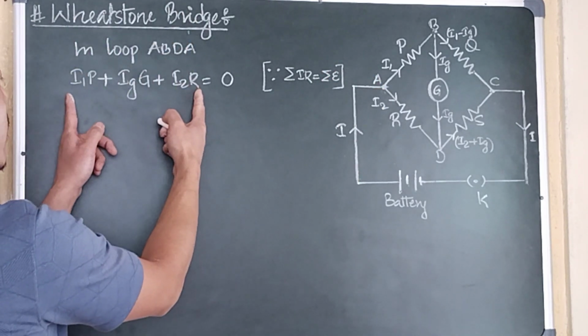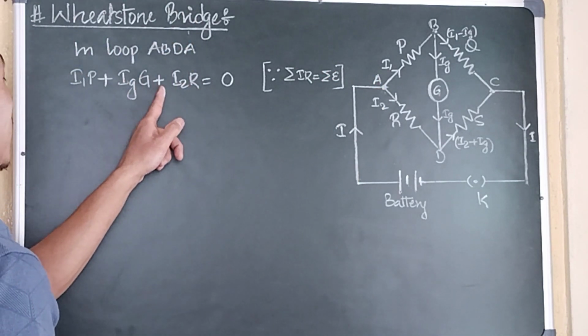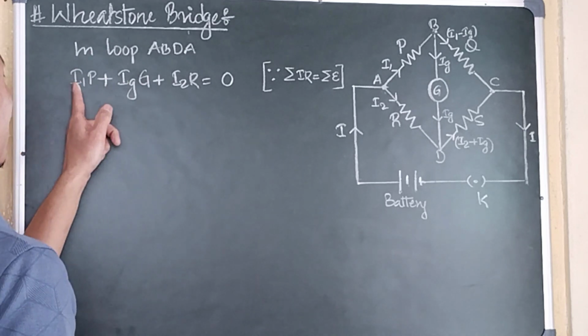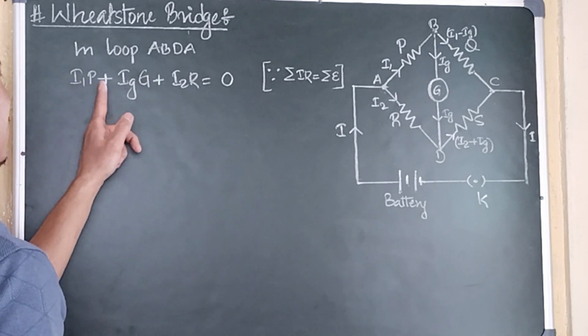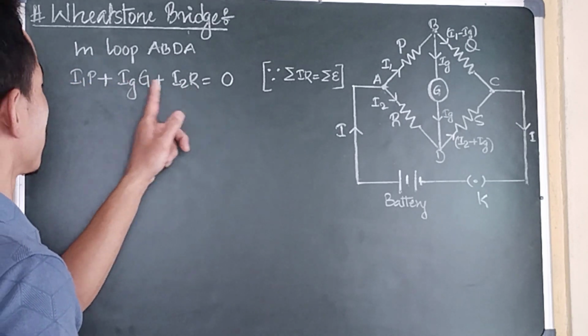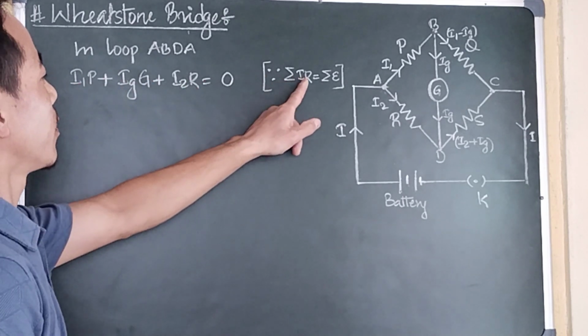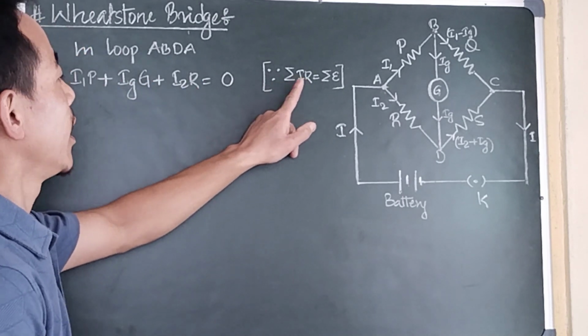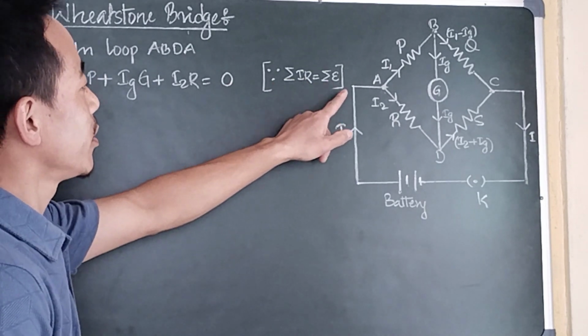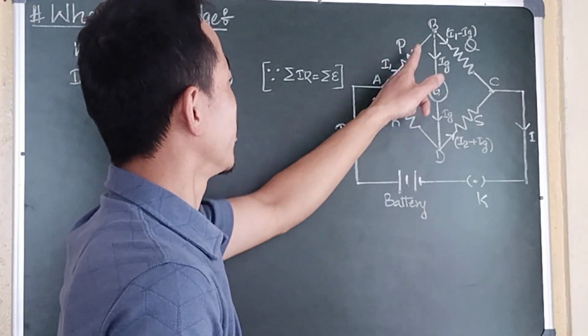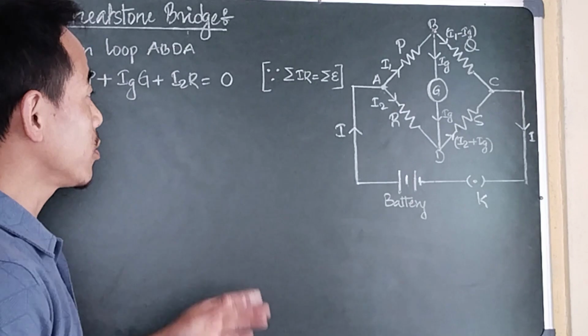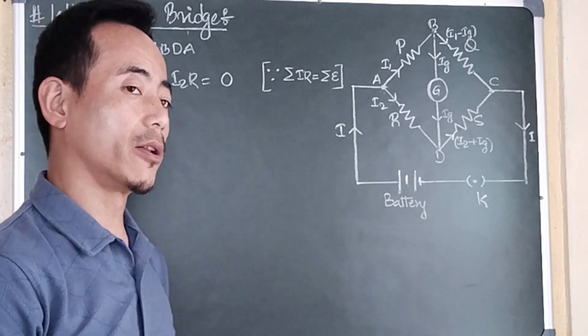So on the left hand side you can see we have the sum, that is addition, of the products of current and resistance: I1P, IGG, I2R. So these are the products of current and resistances and we have added them. And on the right hand side we are writing 0 simply because we don't have any EMFs here. So this is using Kirchhoff's second law.